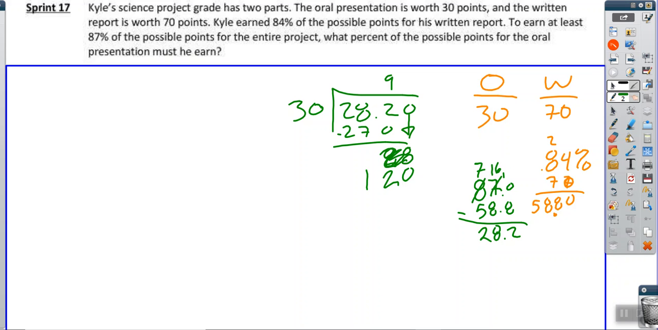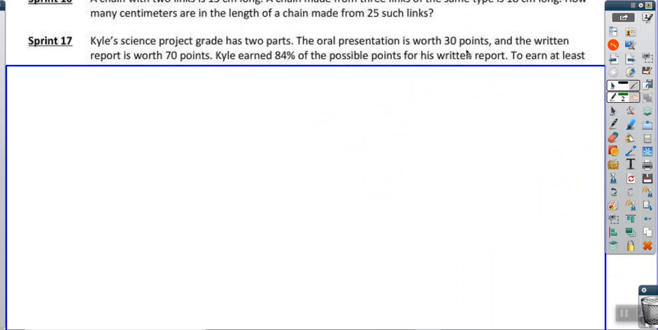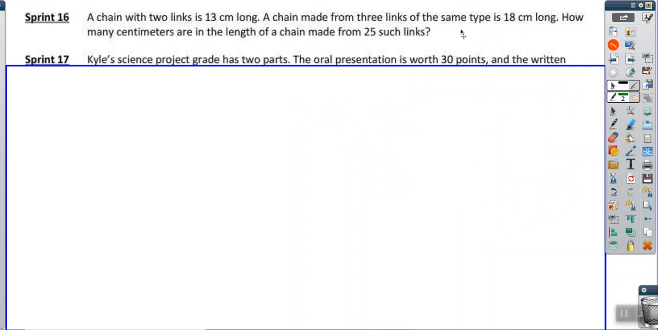Okay, so 0 minus 2 minus 0 is 2. 8 minus 7 is 1, 2 minus 2 is 0. Okay, so we get 12, remainder, bring the 0 down. How many times does 30 go into 112? Well, it's 4, right? And so that means he needs to get a 94% on his oral presentation. And that is the correct answer. Look at that. Will wonders ever cease? Sorry about my subtracting error. I swear I teach math for a living.